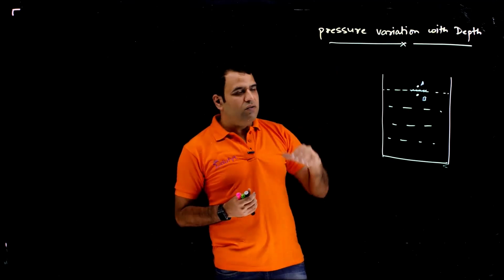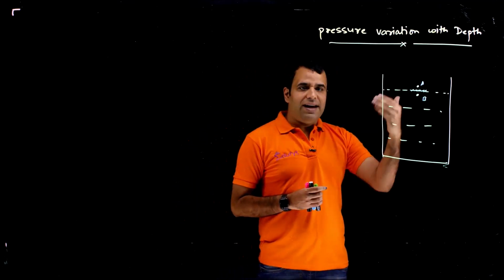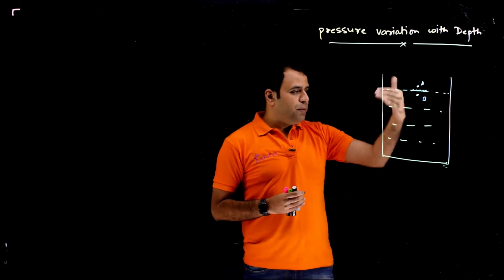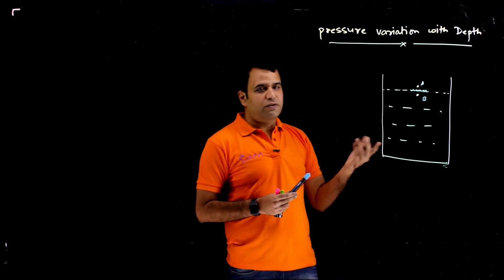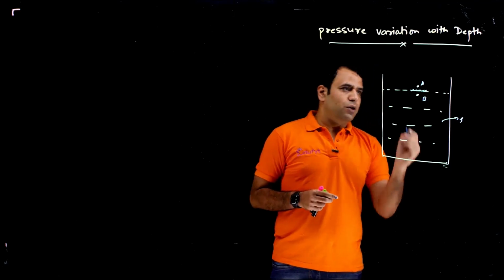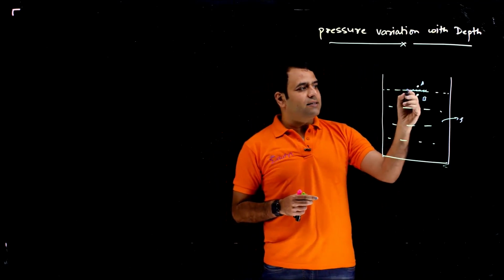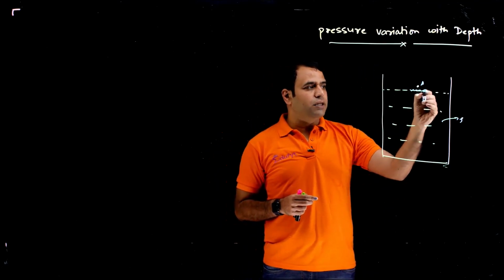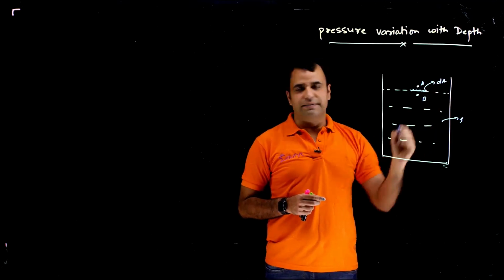So above, let's say there is air, it can be anything also, and below there is some fluid, and the density of the fluid is something, density rho. We can take that density as rho. So what I do, I take a hypothetical surface. I define a hypothetical surface of cross-section area dA.